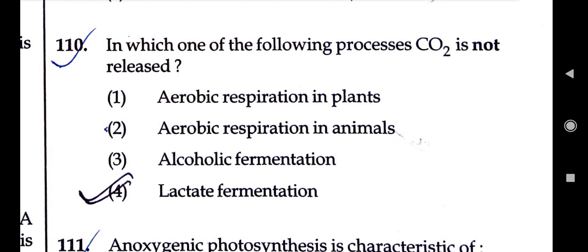Let's see the other options. Option one, aerobic respiration in plants. This is wrong. Option two, aerobic respiration in animals, is also wrong. Option three, alcoholic fermentation. This is also wrong. So option four is the correct option, that is lactate fermentation.